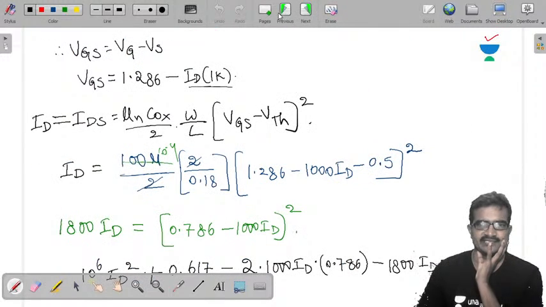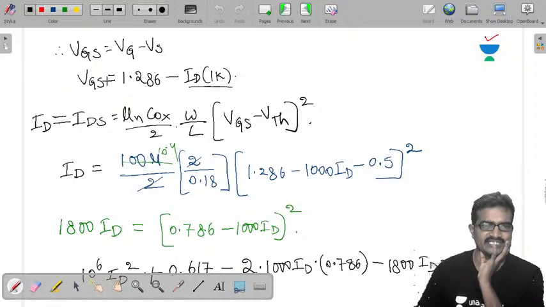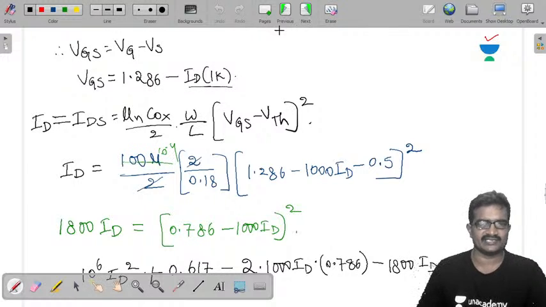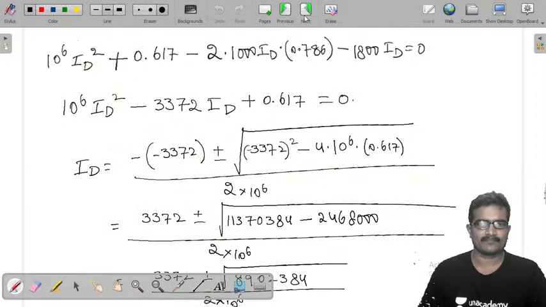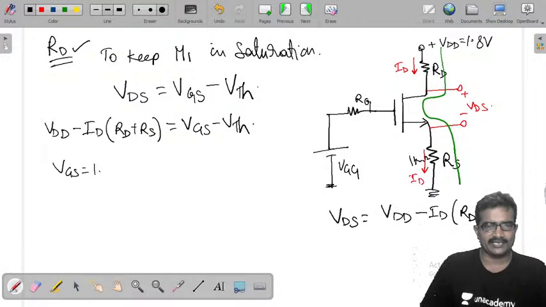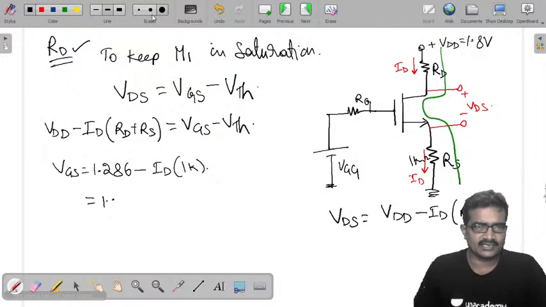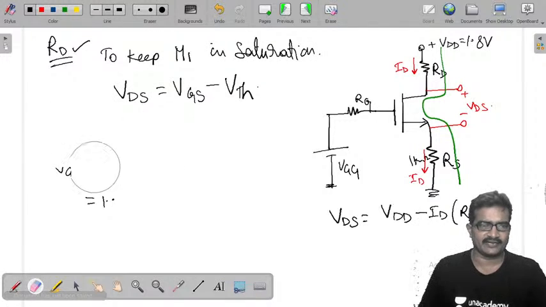Now I am substituting this. The RS value is given as 1 kilo ohm, and we got VGS as 1.286 minus ID into 1K. So VGS is 1.286 minus ID into 1K. Just substitute the value. I will do one thing for simplification, I am doing it a different way.